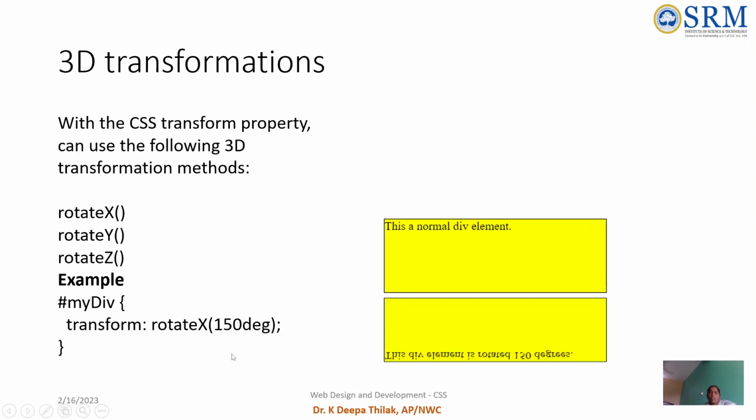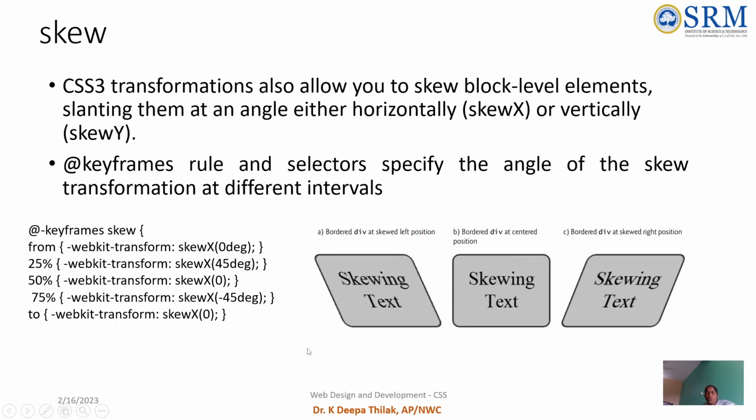Okay. So this is a 3D transformation where we can perform on the third axis also. So 2D means 2 axes, and in 3D the third axis will be included. So it is transformed to x axis 150 degrees, so it is upside down. And skew is to rotate your image to different angles. That is a skew. So for that we have keywords to specify the angle in the transformation. So you can see the skew effect using your transform.